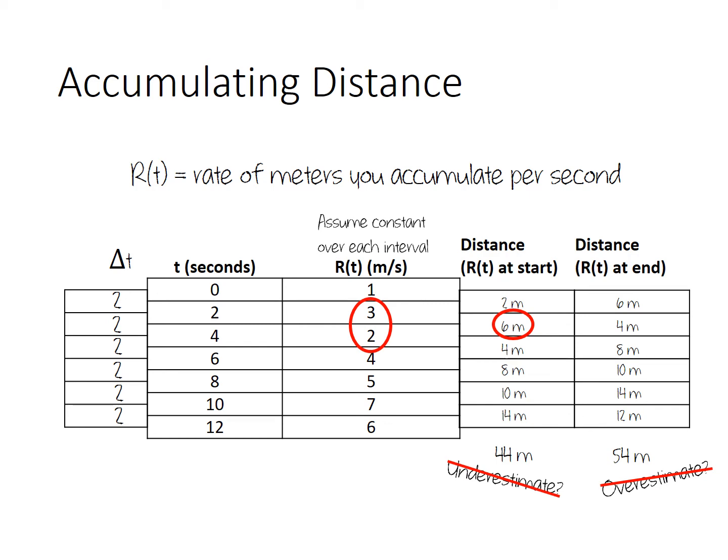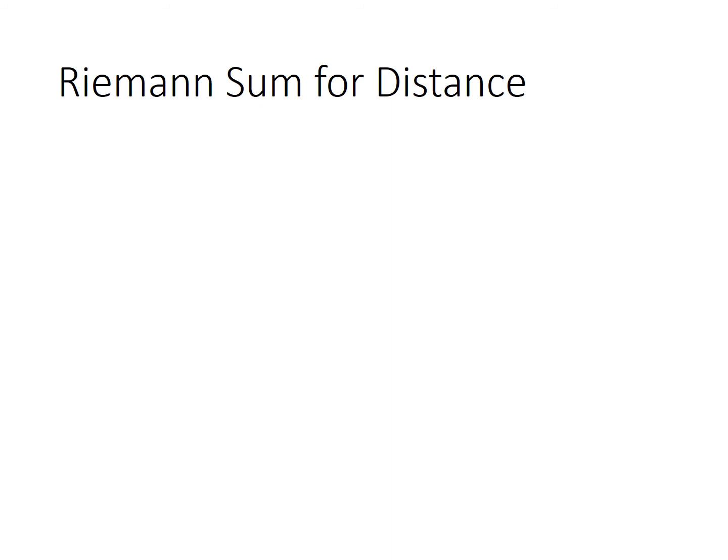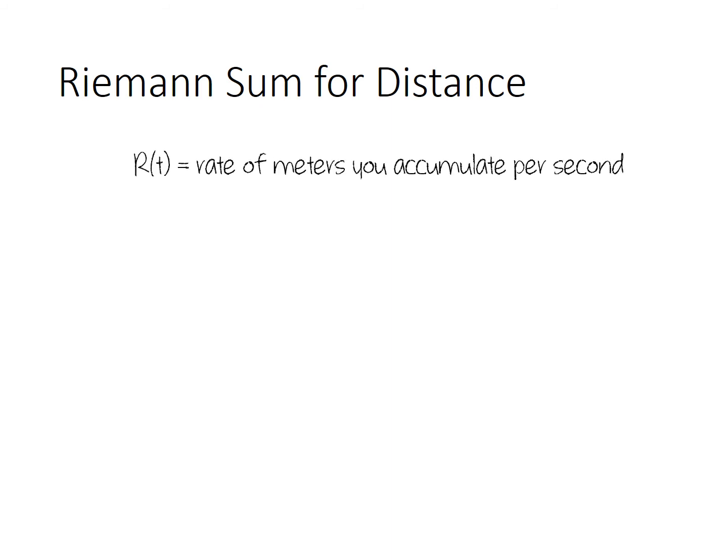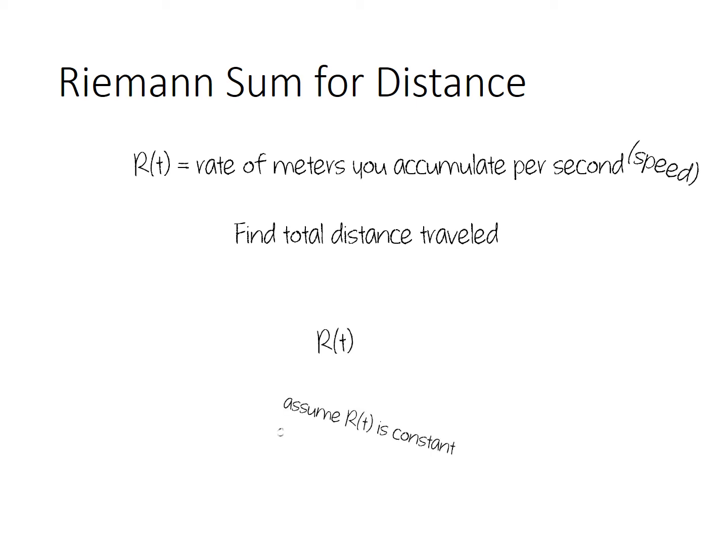Let's look at how this translates to more general mathematical notation. We had information about r of t, the number of meters we accumulated each second. Another way to think of this is as speed. Our goal was to find the total distance that we traveled. To do this, we looked at values for r of t. We assumed that r was constant over each time interval.